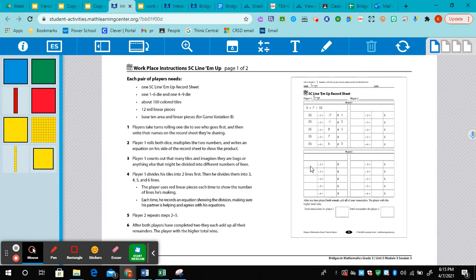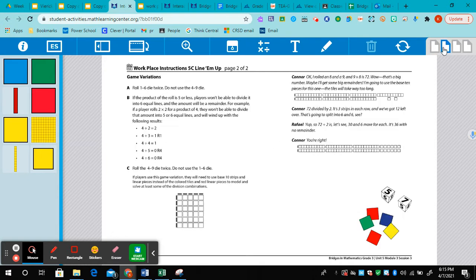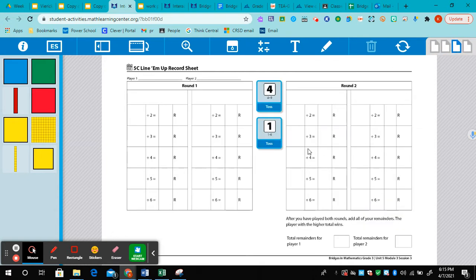So you can be playing this with a partner, and these are the directions if you need them. You don't need to worry about the second page. You're going to go right to the game board, which is on the third page here, and you'll see the card that you play with.